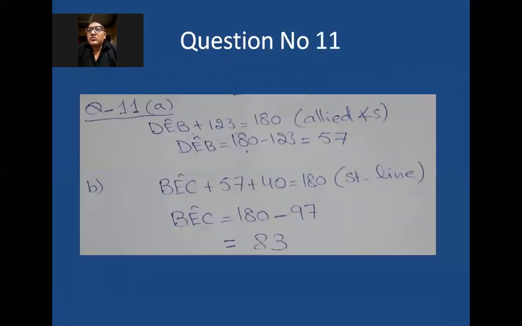So you see, DEB plus 123 is equal to 180 because they are allied angles. So DEB will equal 180 minus 123, and that will be 57. So the value of angle DEB is 57. The next question was how to find BEC. I told you the strategy: 57 and 40 are adjacent angles on a straight line, so their sum will be equal to 180. So BEC will be equal to 180 minus 97, and the BEC value will be 83 degrees. So I hope you have understood this.